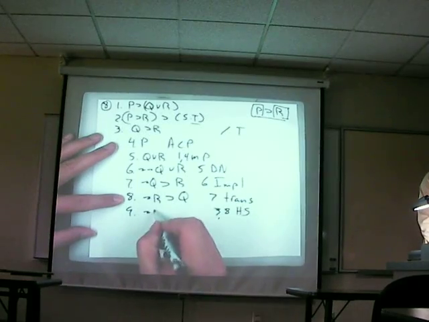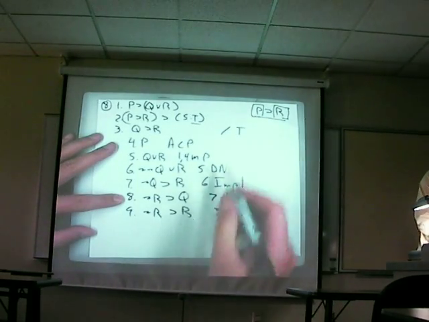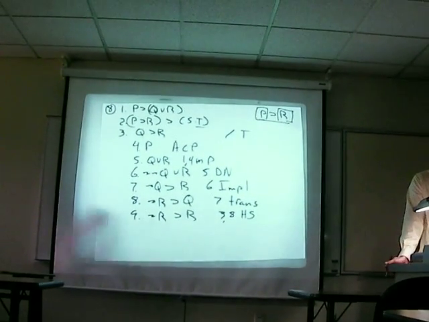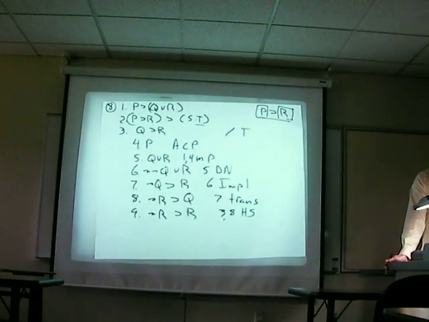And we would get not R, horseshoe R. So we're close to getting the consequent of the horseshoe statement that we originally wanted. So what can we now do to line number 9? Well, if we convert it back to a wedge statement, we will have set up tautology.